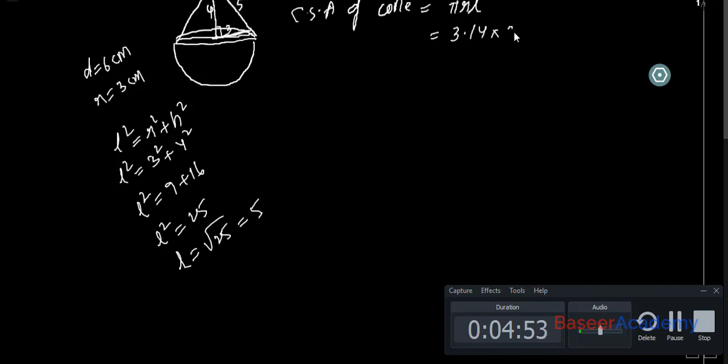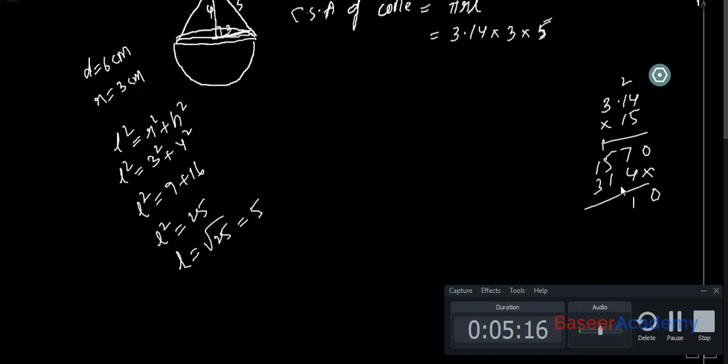So r here is 3 and the value of L is 5. Let me multiply this. 3.14 into 3 into 5 is 15. 5 into 4 is 20. 5 ones are 5, 6, 7. 5 into 3 is 15. 4, 1, 3. 7 plus 4 is 11. 5, 6, 7. 3 plus 1 is 4.